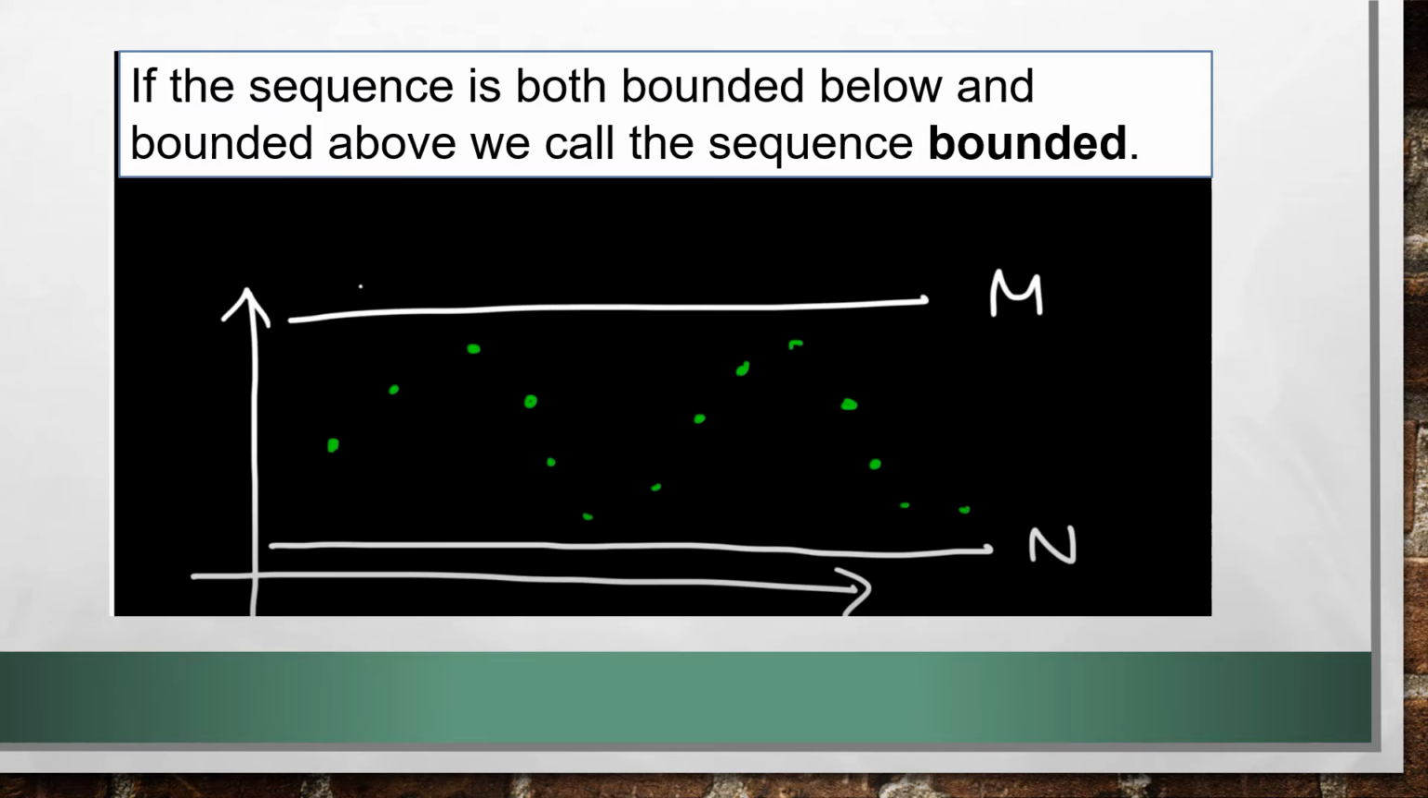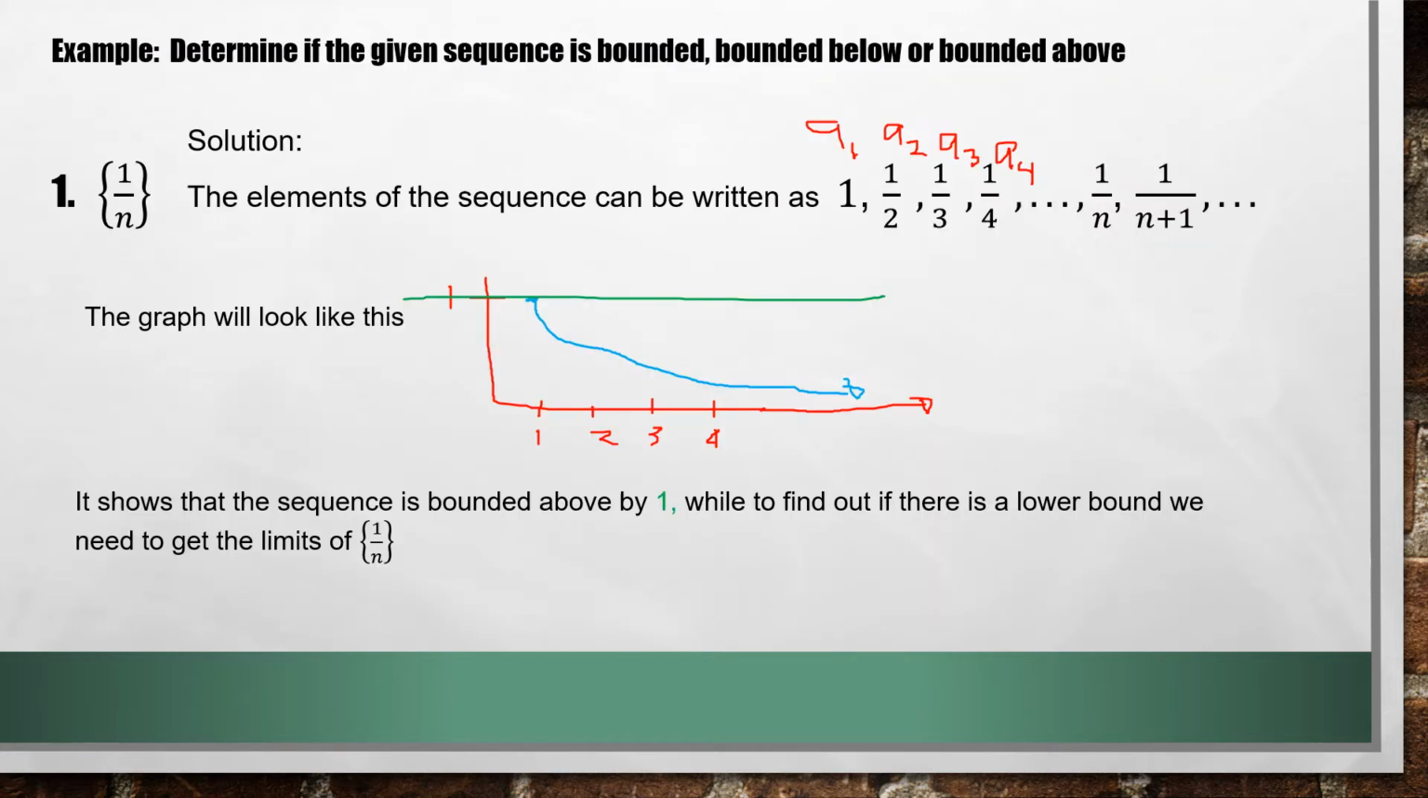Now, if the sequence is both bounded below and bounded above, meaning it has both an upper bound, which is m, and a lower bound, which is n, then we call the sequence bounded. In this given example, we will identify if the sequence is bounded, bounded below, or bounded above. For the first example, we have the sequence 1 over n.